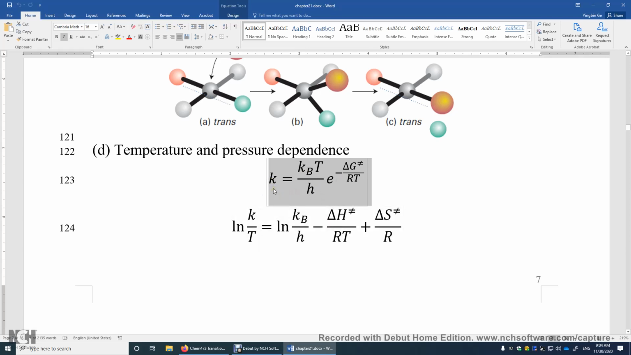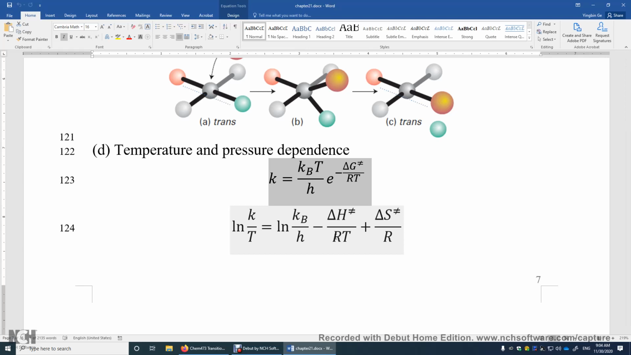You have k over T on the left. On the right-hand side, you have k_B over h times this exponential function. And we then take the logarithm of both sides. Then the logarithm of k over T is equal to the logarithm of k_B over h minus delta G double dagger over RT. But delta G is equal to delta H minus T delta S. Remember? At a given temperature, because G is equal to H minus TS.